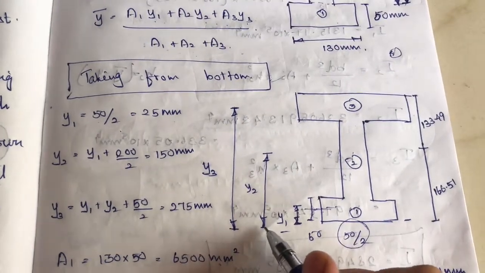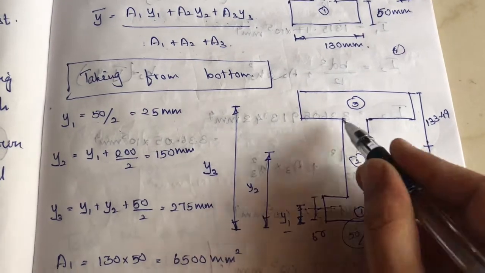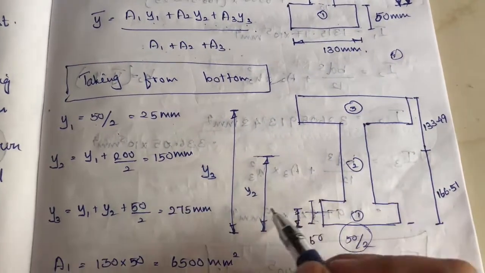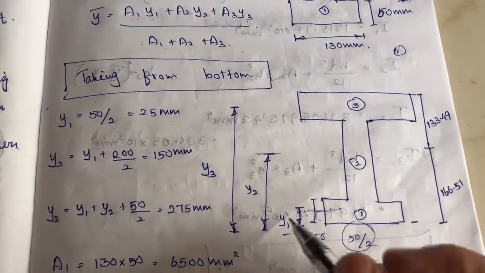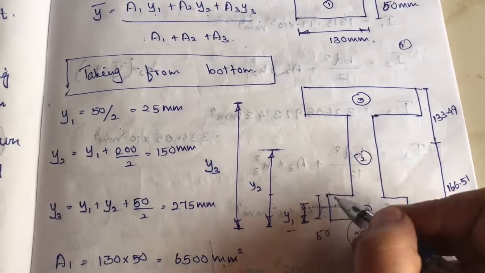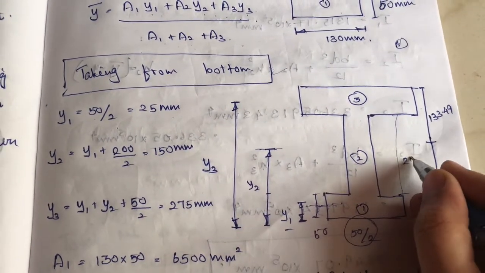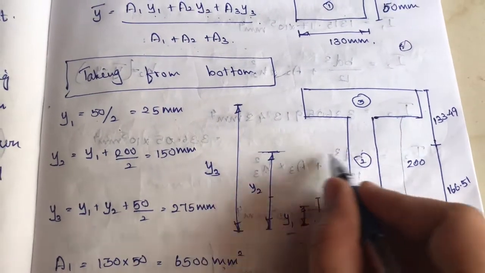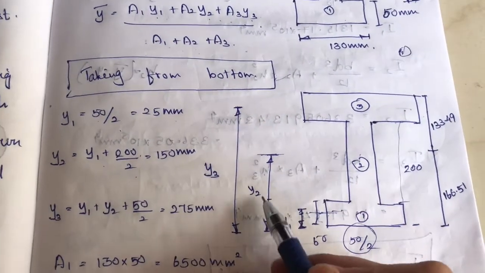Then y2, this distance, this y2 has to be the center of the second rectangle. So this y2 will be the center of this second rectangle. So we need to add this first rectangle y1, and then we need to divide this second rectangle. What is the depth of the second rectangle? 200. So y1 plus 200 by 2 will be the center for the y2.